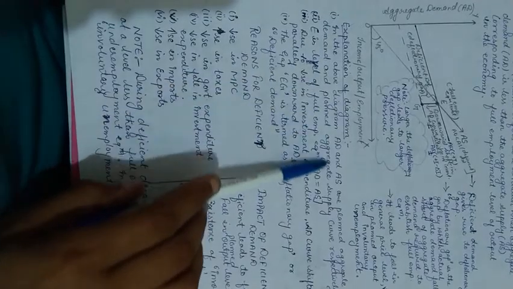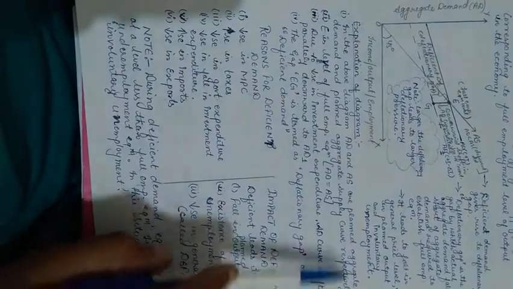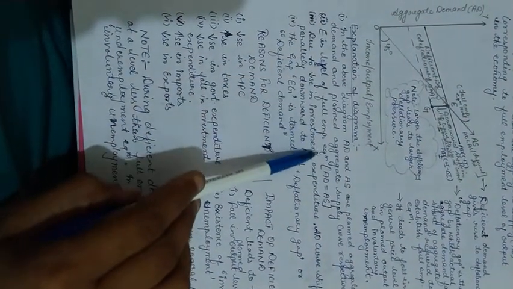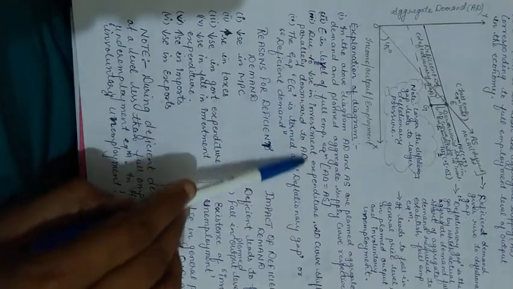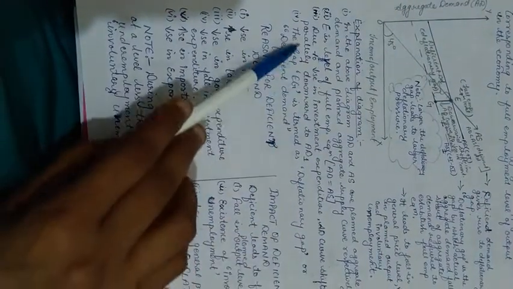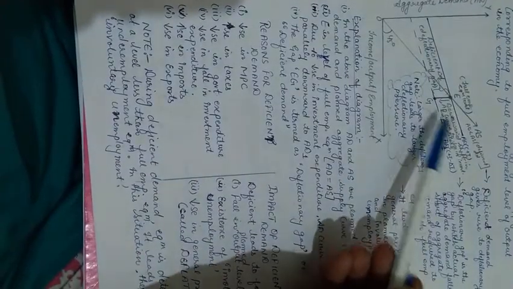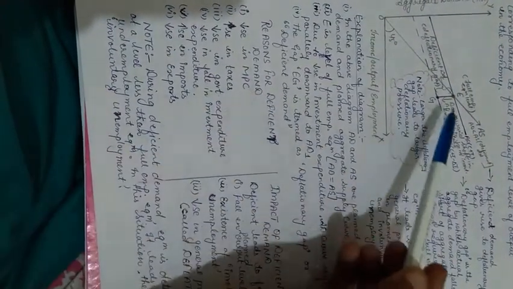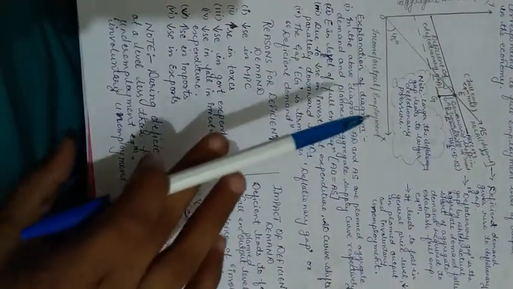Here is the explanation of your diagram. In the above diagram, AD and AS are planned aggregate demand and planned aggregate supply curves. E is the level of full employment where AD is equal to AS, and due to a decrease in investment expenditure, the AD curve shifts parallelly downward to AD1. As I have told, it will shift downward, and this gap EG is termed as deflationary gap.